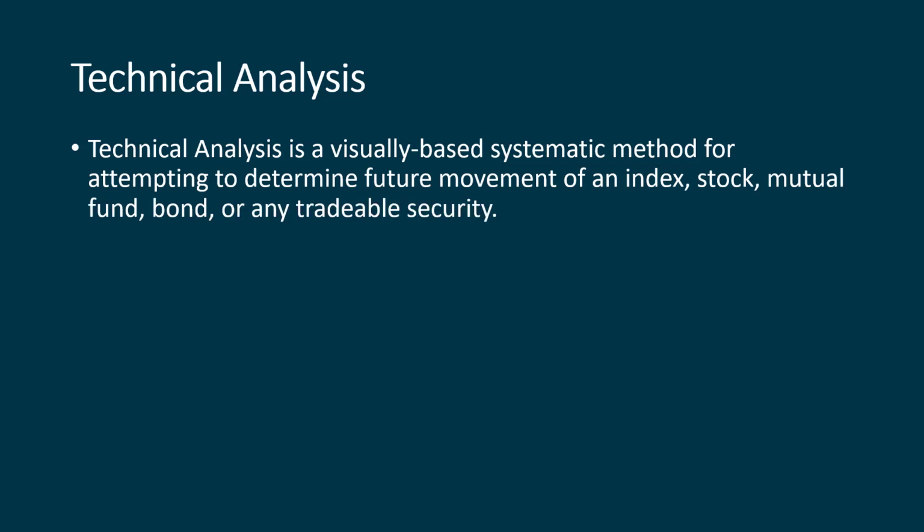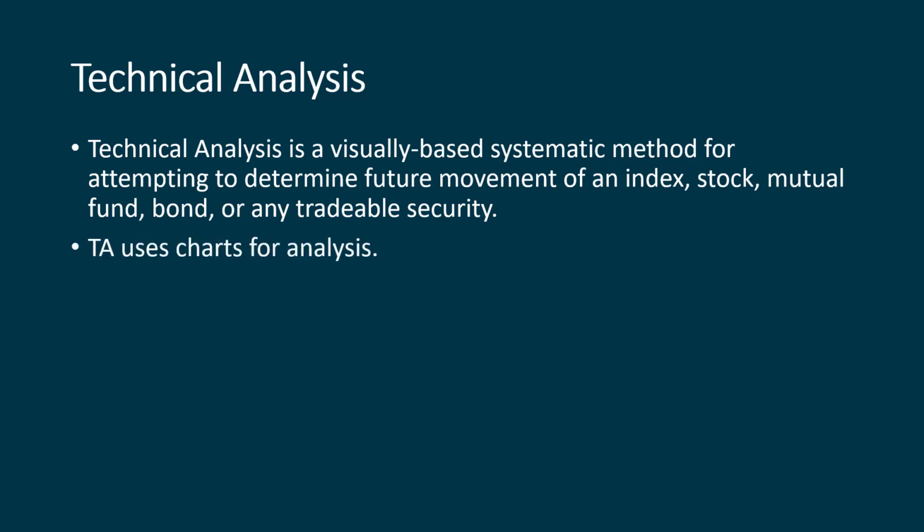We can use technical analysis to evaluate any tradable security. This can be an index, such as the Dow, the NASDAQ, the S&P 500, a stock, Tesla, Microsoft, Google, Apple, a mutual fund, a bond, or any tradable security. It's not only restricted to the stock market. In fact, the first implementation of technical analysis was really done in the futures market. A lot of participants found that to be successful, and so it found its way into the stock market.